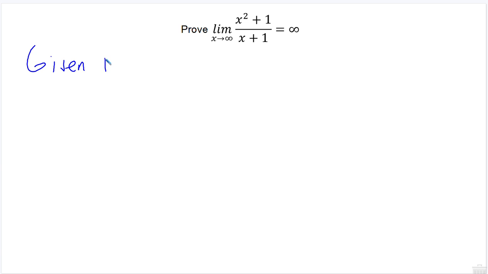Given an m greater than 0, we need to choose an n, which we don't know what it's going to be, but we'll choose n equal to something. And we're going to suppose that our values of x, if x is greater than n, and normally we'd say that's greater than 0. We don't need to bother to write that for now. We'll deal with that in a little bit.